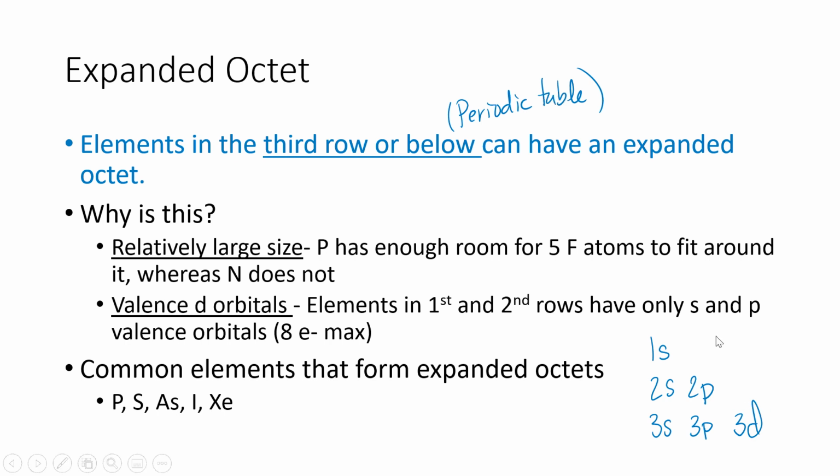And there's some debate now about what role these d orbitals are really playing. But if we're noticing the 3rd row or below can have an expanded octet, some ideas as to why this might be is due to the relatively larger size.